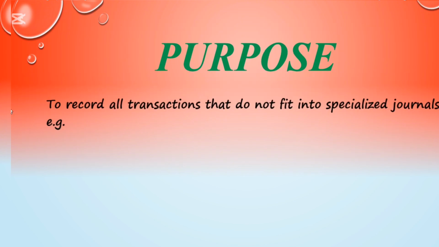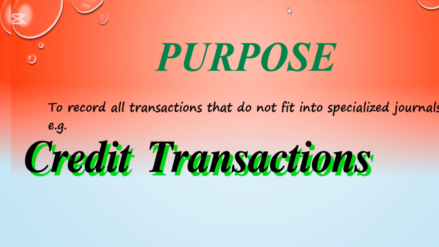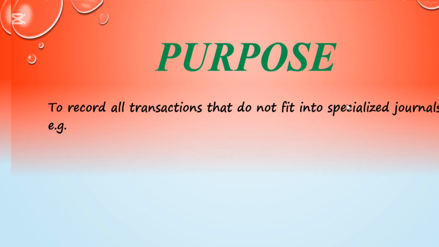Purpose number one, it is used to record all transactions that do not fit into specialized journals. You know, special journals like the purchase journal, sales journal, purchase return journal, sales return journal. Those mainly record transactions that have been made on credit. But of course, other transactions that do not fit into specialized journals, such as transactions related to purchases, sales, or cash receipts, are recorded in the general journal.